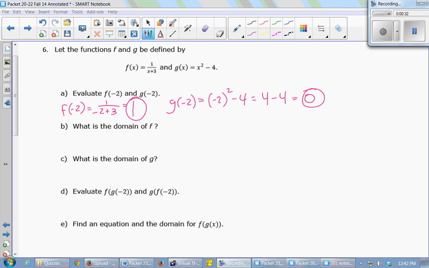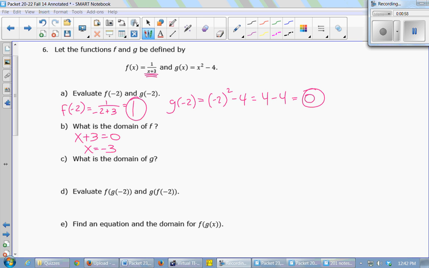The domain of f is the set of all x values that you are allowed to plug into f. So the only restriction I have on f is the fact that this thing is a fraction, and the denominator of a fraction can't be 0. So if I set x plus 3 equal to 0 and solve, I get a value of x that I cannot plug into f. So my domain of f is every value except that one.